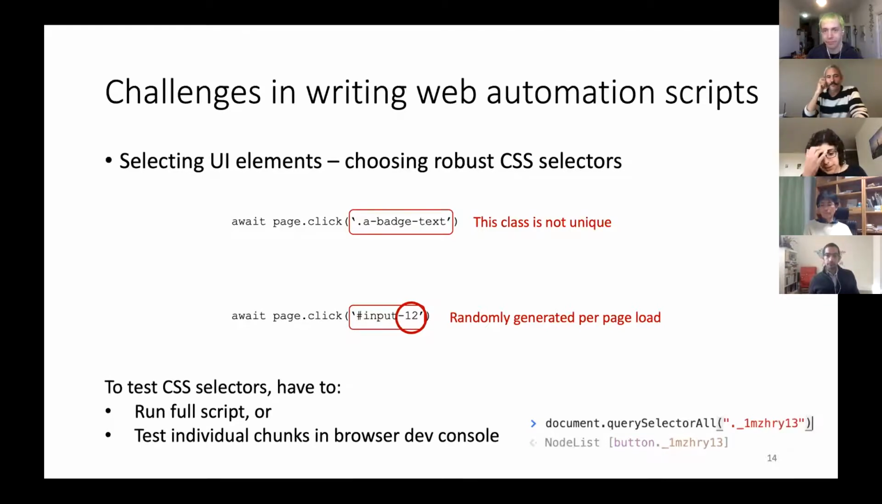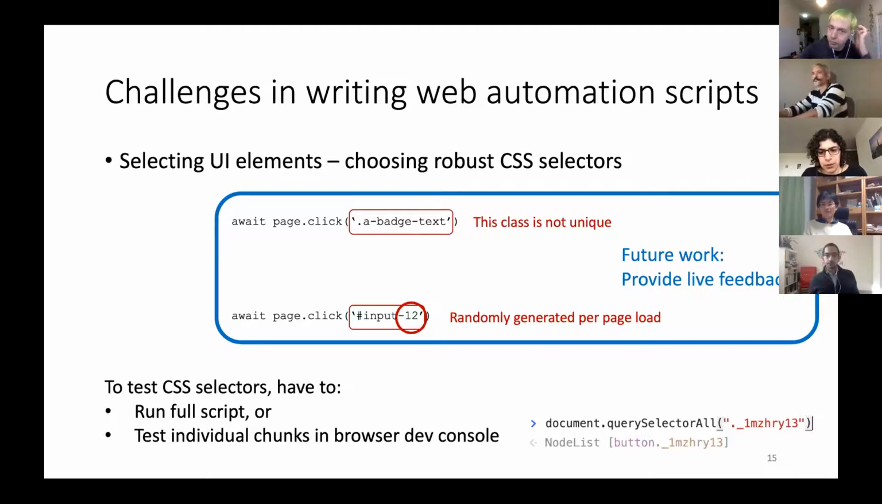So in order for participants to test their CSS selectors, they either had to run their full script, which is just a slow feedback loop, or some participants had a good strategy of testing individual chunks in their dev console. So here, for example, the participant was checking to see if this class refers to just one element on the page, or if it refers to multiple. And so some future work that we plan to work on is to provide live feedback like this to users on their CSS selectors. For example, showing them error messages of when their selectors are invalid, or warning them that maybe their selector is not unique enough.